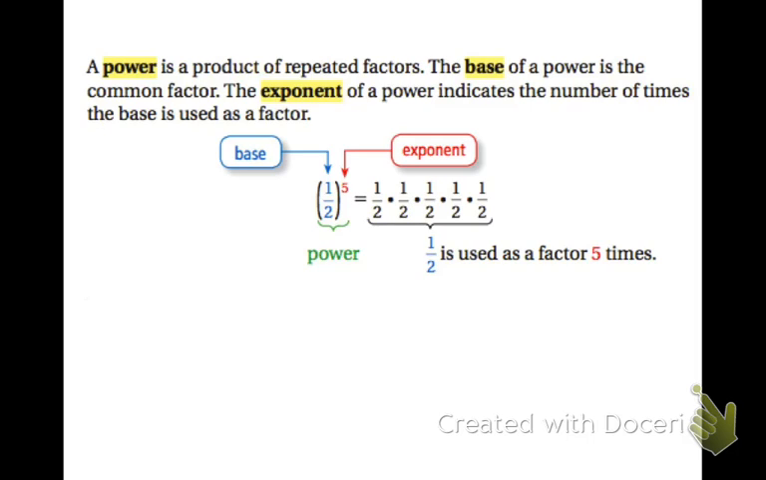So in this diagram, you can see all the parts. When you have the quantity 1/2 in parentheses to the 5th power, the whole thing is called the power. The base is the repeated factor, or in this case the 1/2. The exponent of 5 tells you that 1/2 is used as a factor 5 times.